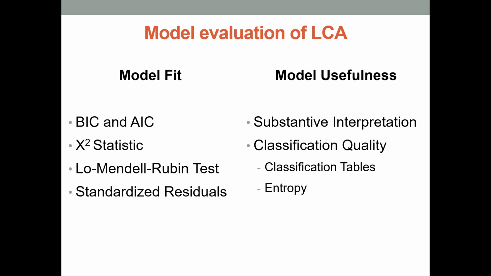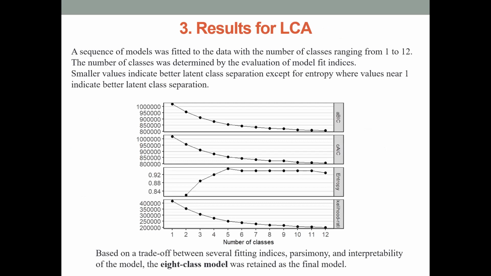If you have some knowledge about the domain, you will have substantive interpretation. So you have here just a little picture which is representing each criterion you used, and based on this trade-off between all this, you choose an 8-class model as a final model.